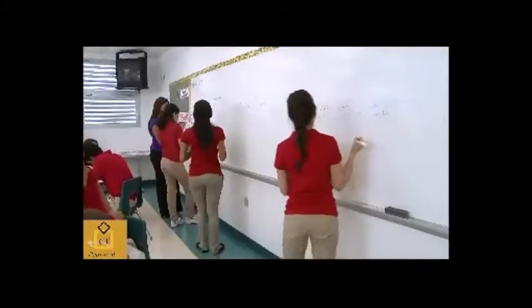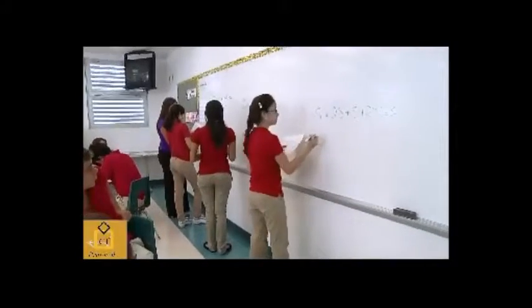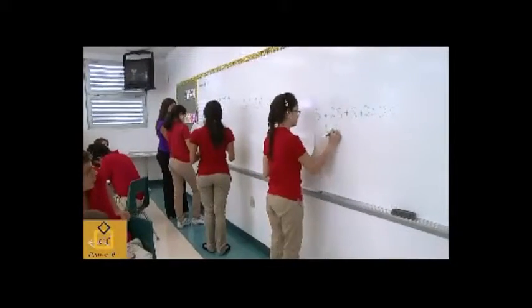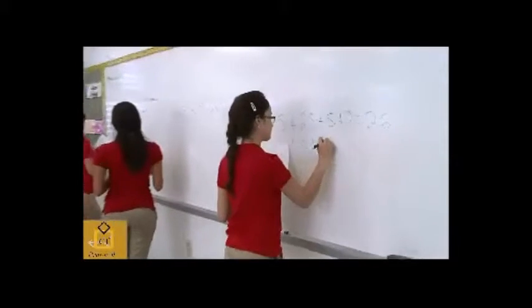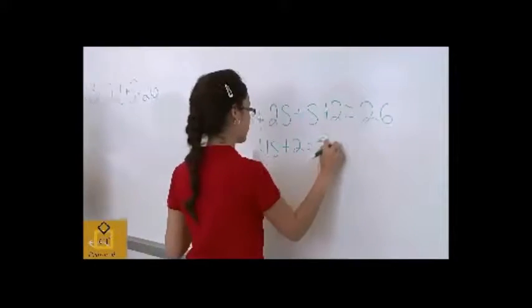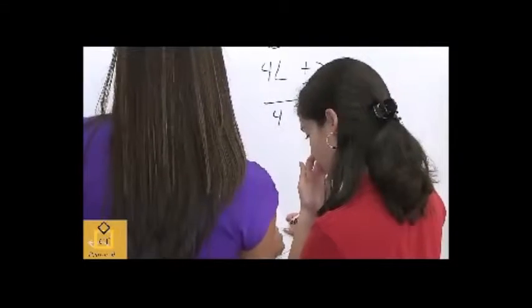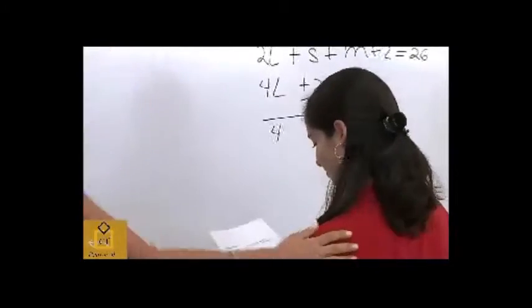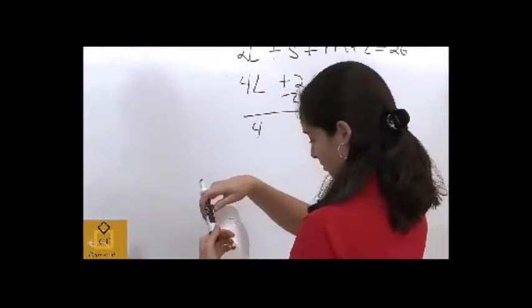Okay. The longest leg is 2L. The shortest leg is L. And the remaining leg is L plus 2. Okay, good. All right, so go ahead, please, and share it with the class.